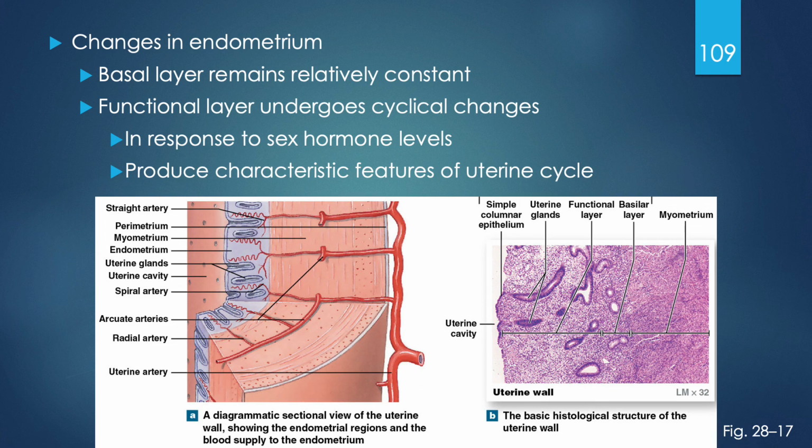So you'll notice that on the left, in the functional layer, we have many different uterine glands. But as we move deep into the basal layer, you're going to see that there are very few glands. And in the myometrium, of course, there aren't any glands really that are notable. What we have are the 3 different layers of smooth muscle tissue.